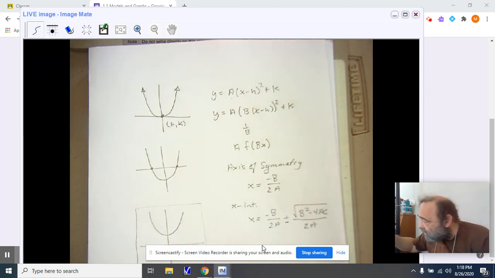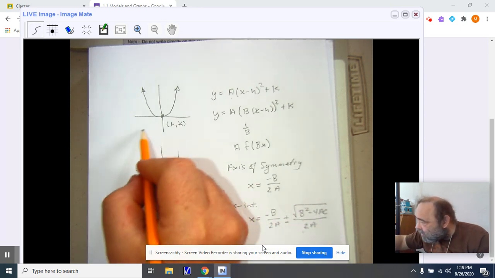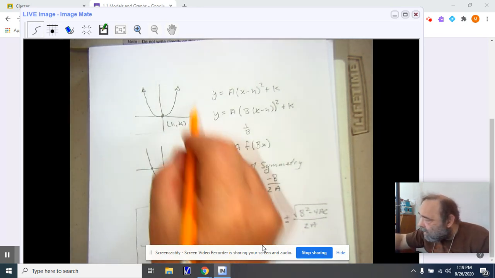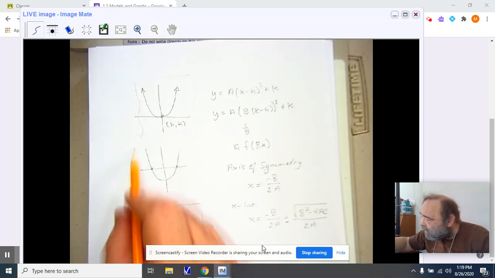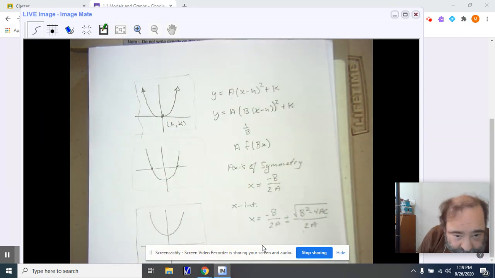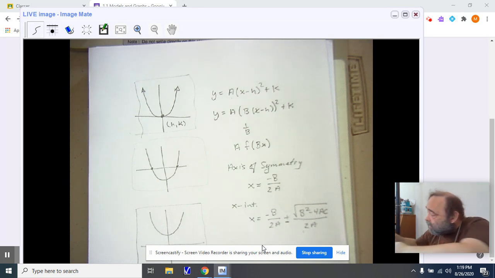The last situation is when we get a 0 right here for the b squared minus 4ac. And that means that I am adding nothing, and I am subtracting nothing from my axis of symmetry, and I end up with this situation, therefore a double root. Okay? Now, your job is to know your quadratics.